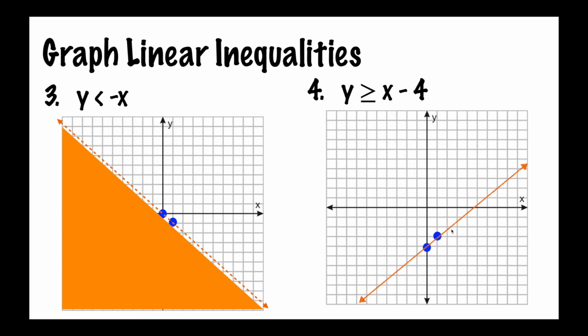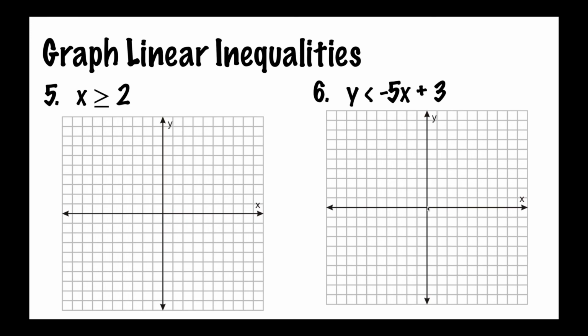So I'm expecting to shade this region. If I again plug a point into this inequality and see if it's true, 0, 0 would be an option this time. So now I would have 0 is greater than or equal to 0 minus 4. That ends up giving me 0 is greater than or equal to negative 4. That is a true statement, which means that the side that contains this point should be shaded.